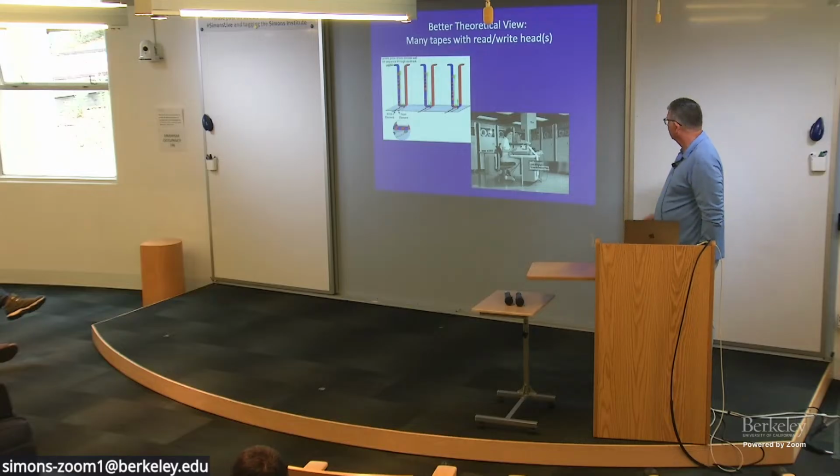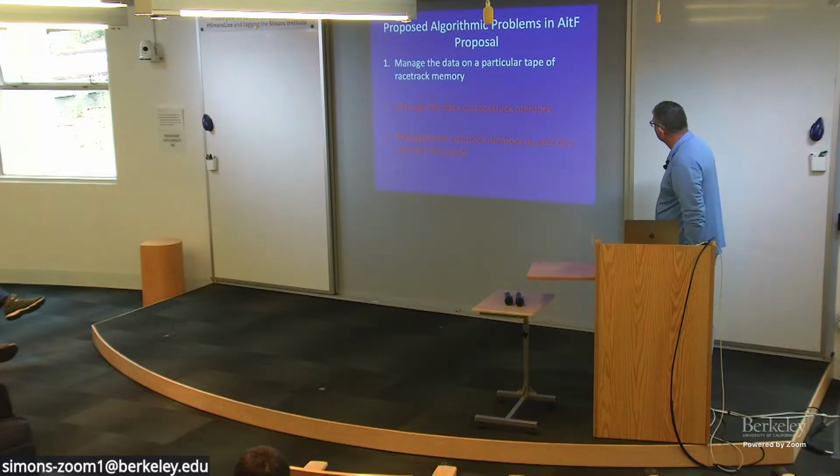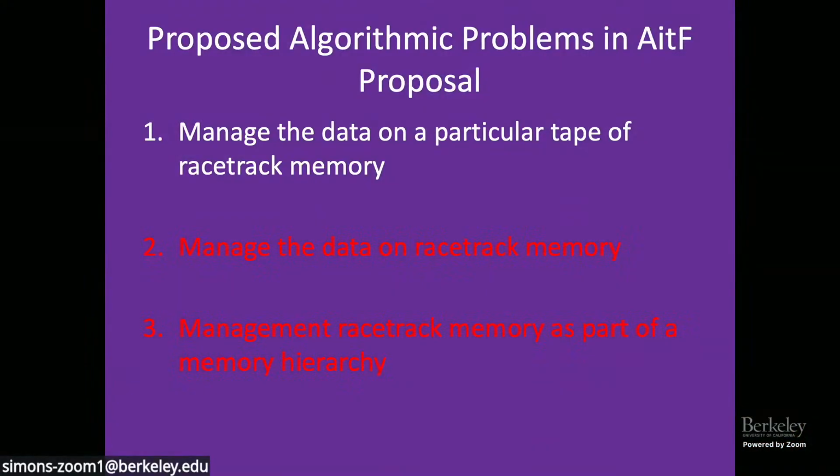All right, so what did my proposal say we would do? Well, sort of 3 levels. One, we'd organize data on one of these tapes. Since there are a lot of tapes, the second level was to organize lots of different data over lots of different tapes. And the third thing was, now that we have that, we'll figure out how to put it in a memory hierarchy. But we never made it past the first one. So we really just ended up figuring out how to manage data on a particular tape.